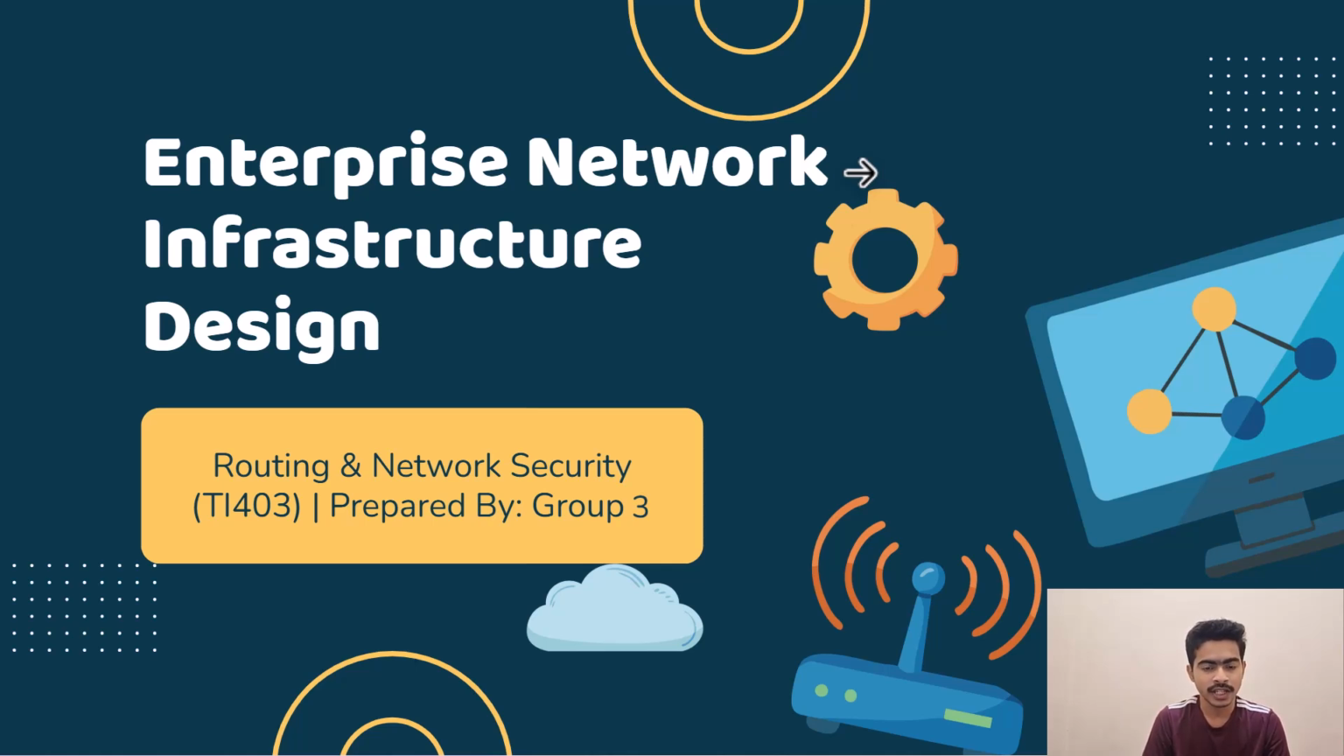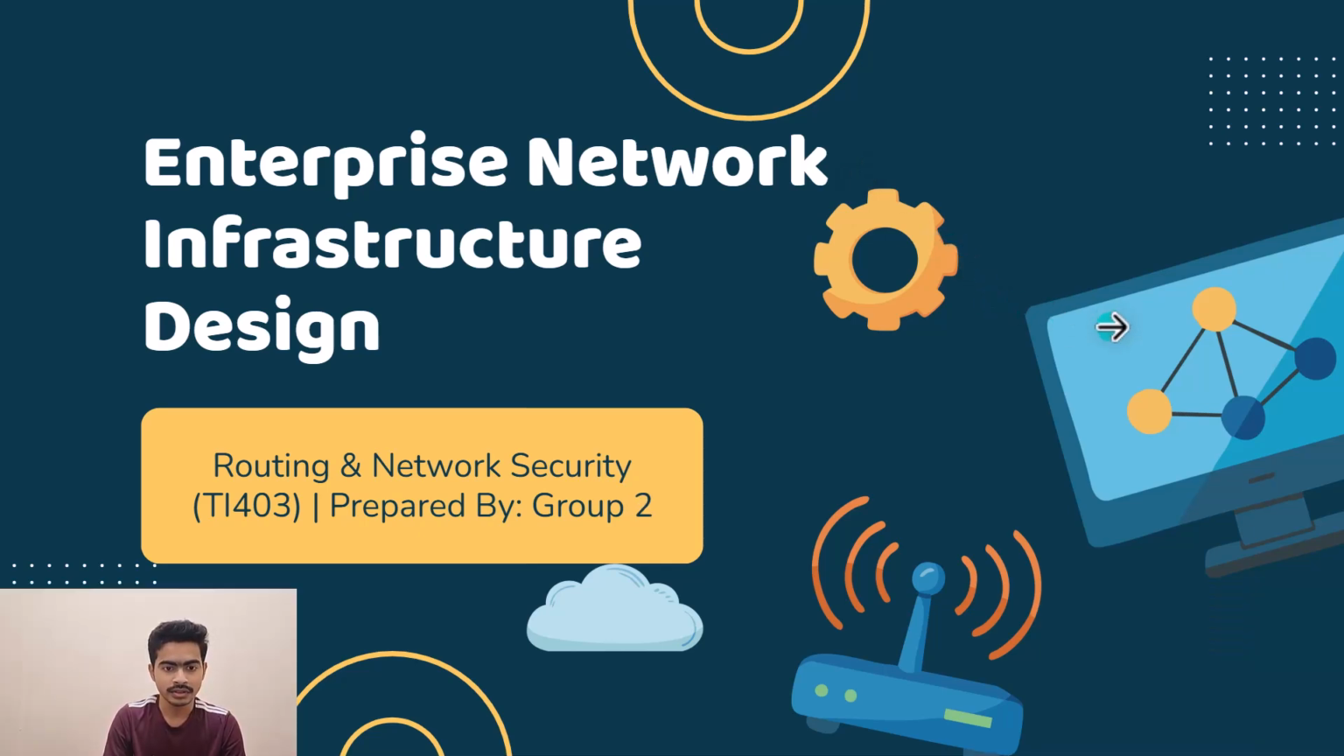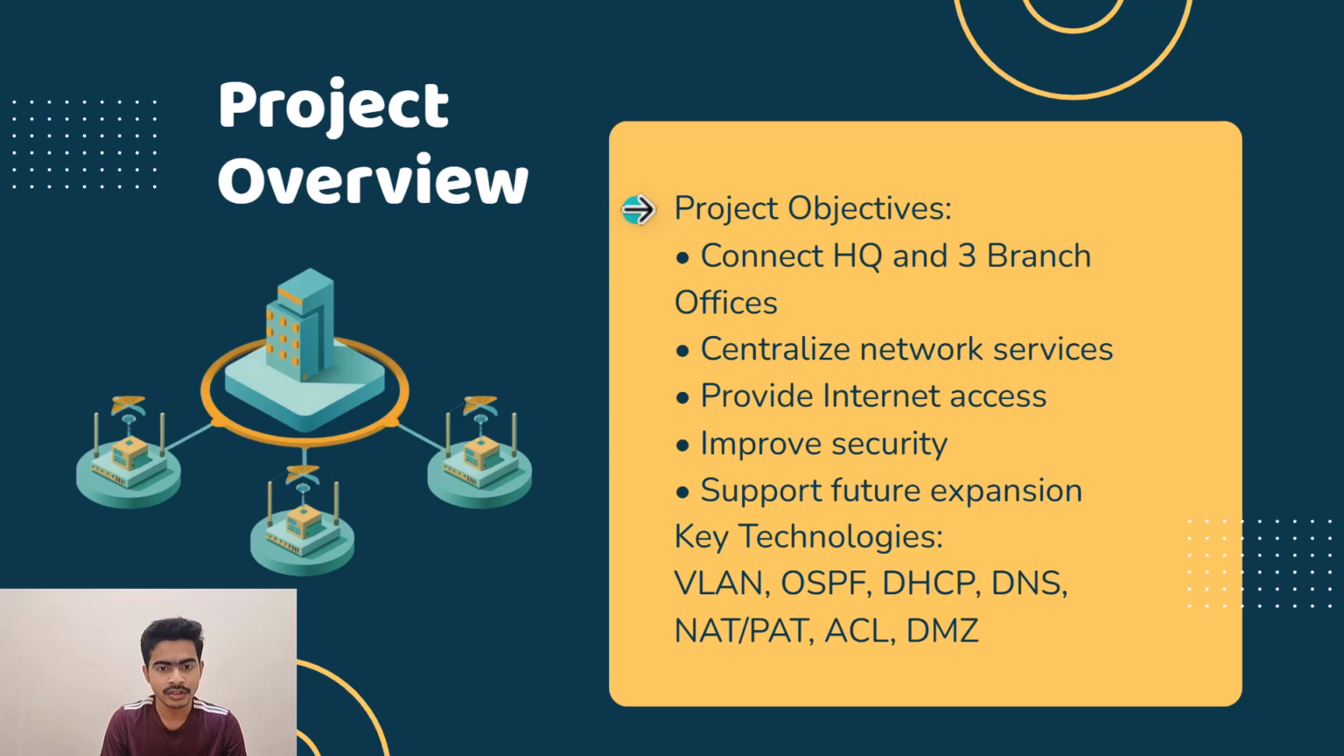Today we are going to explain our network infrastructure project. So let's begin. So here is our project overview. We have to connect the headquarter with three branch offices. We need to provide centralized network services. We need internet access. Also, we have to be concerned about the securities. Also, it should be scalable in the future. And the technologies needed to be used are VLAN, OSPF, DHCP, DNS, NAT and PAT, ACL, and TNC.